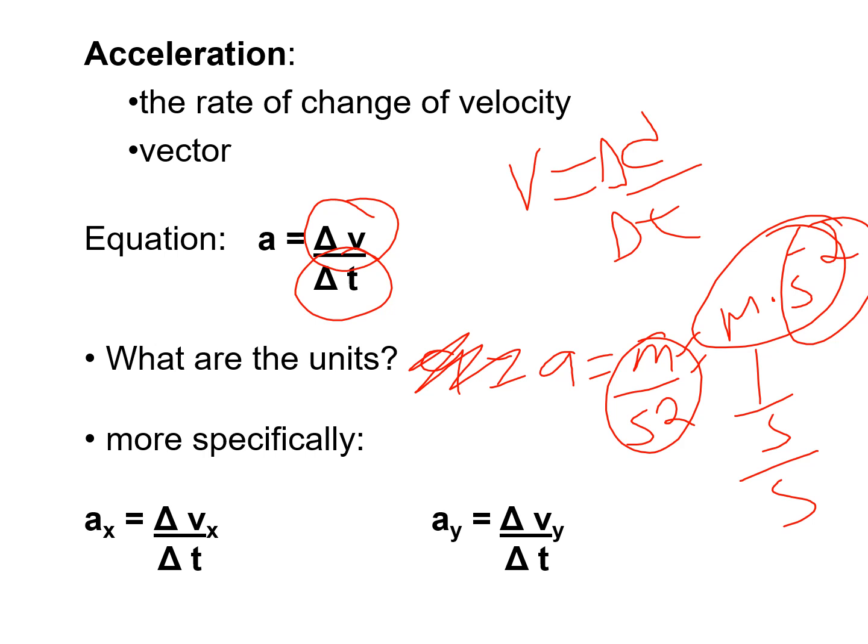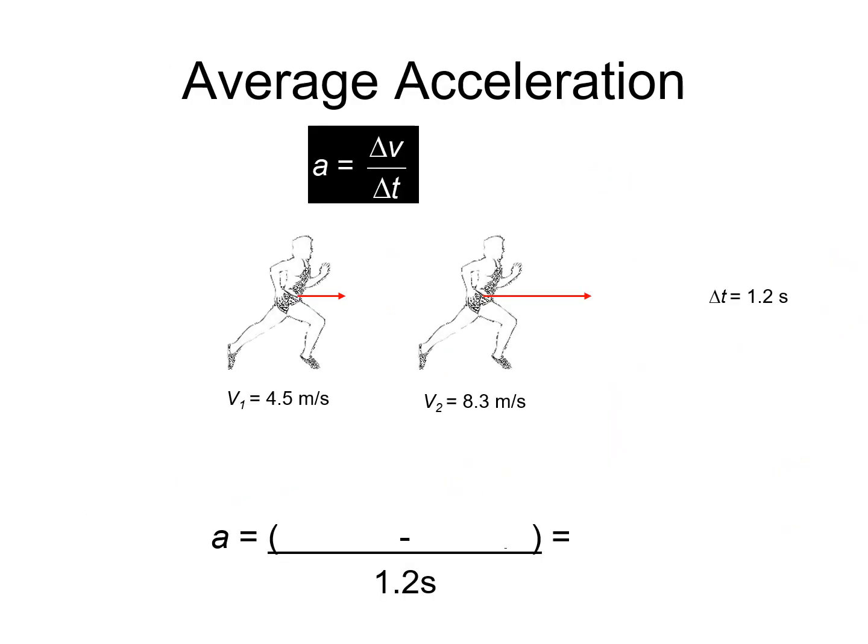For acceleration in the horizontal direction, it's ax equals a change in velocity x over a change in time. And for the vertical direction, it's acceleration y equals change in velocity y divided by time. Okay, so average acceleration. We very rarely, at least in this class, will talk about instantaneous acceleration, instantaneous velocity. We usually look at our averages.